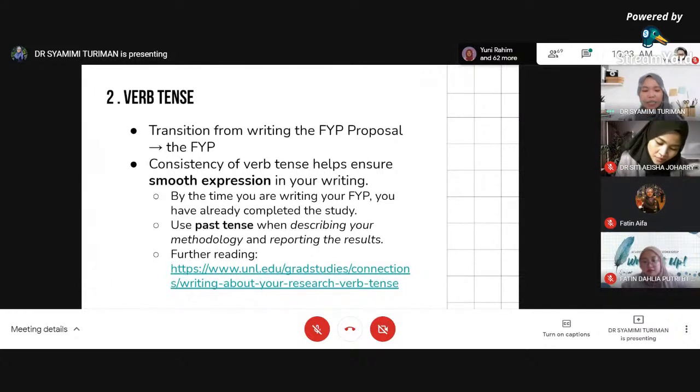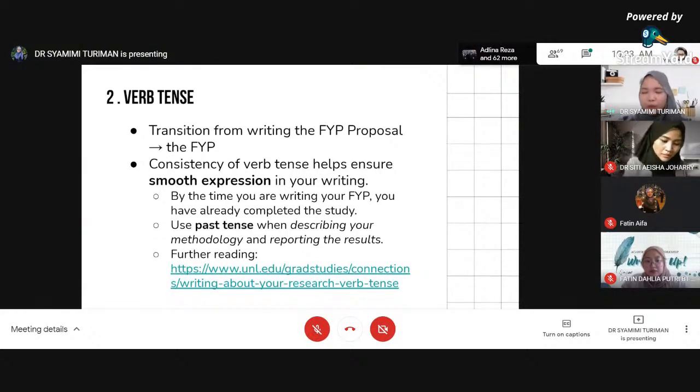Technically, that is what you are expected to do. We don't expect you to rewrite the first 3 chapters just for the FYP, because of course the content would be similar. But despite sharing similar content between the proposal and the FYP, you need to ensure that the verb tense is being adhered to, because consistency of verb tense helps ensure smooth expression in your writing.